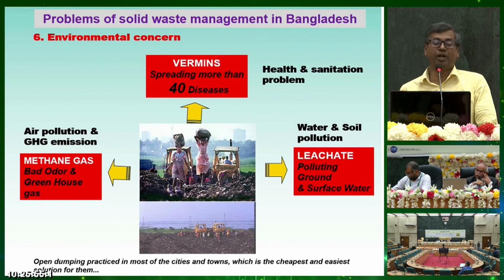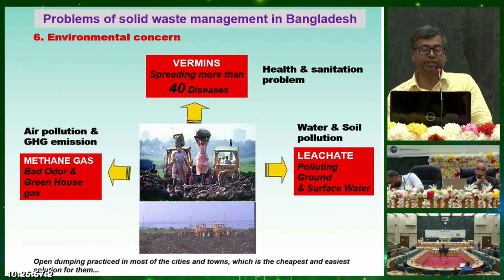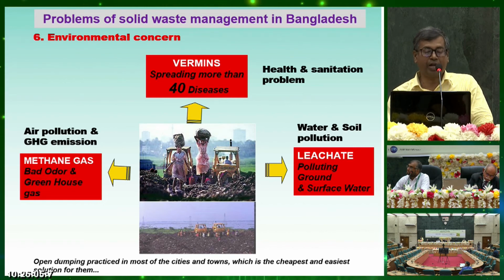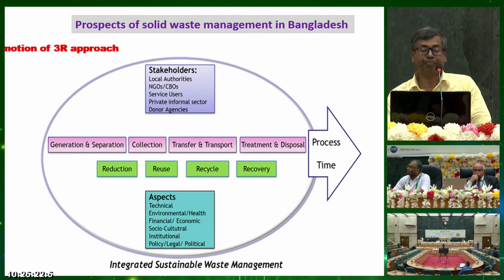And the sixth problem is environmental concern. That is, about 40 diseases come from solid waste. This is a health and sanitation problem. And bad foul odor and greenhouse gas come from the solid waste. It is air pollution, and water and soil pollution. Leachate reaches the groundwater, surface water, and thereby adjacent groundwater. That is, open dumping is the main problem of solid waste disposal in our country.